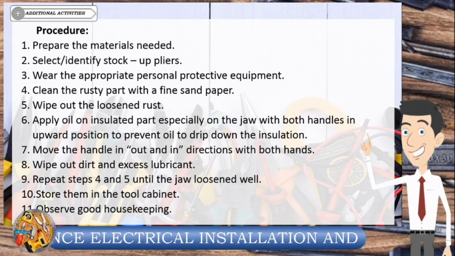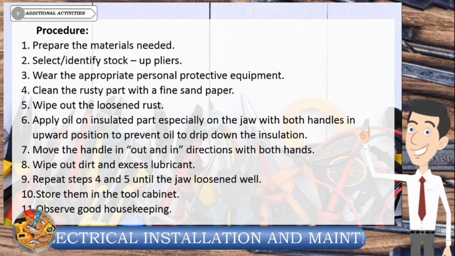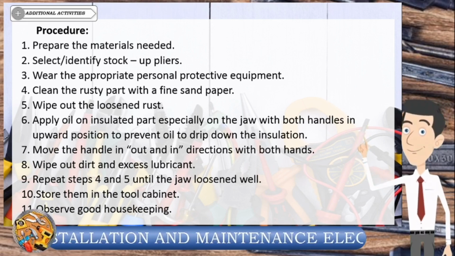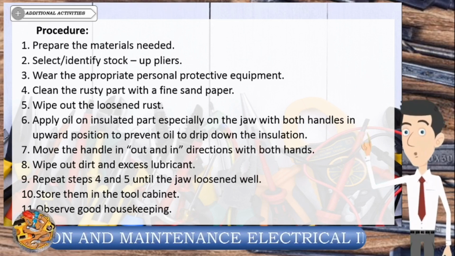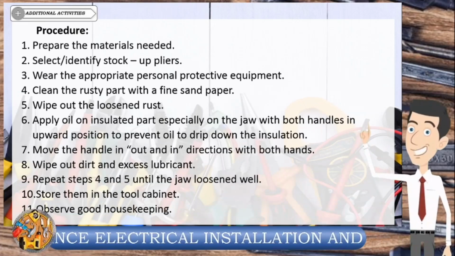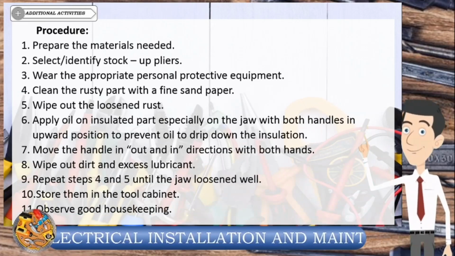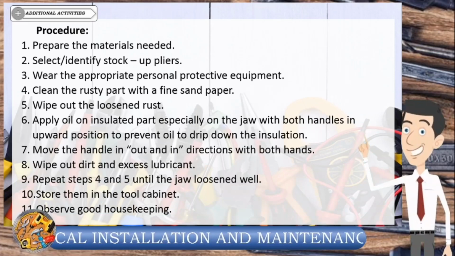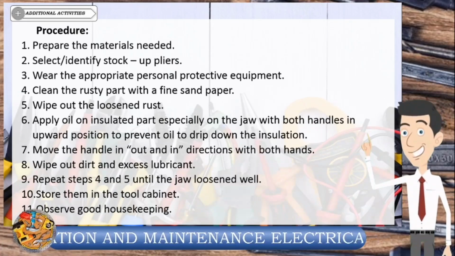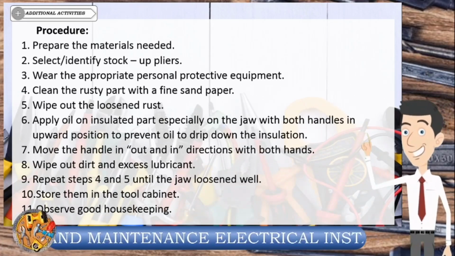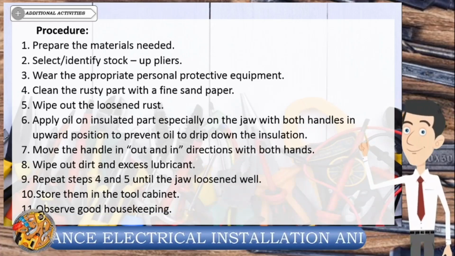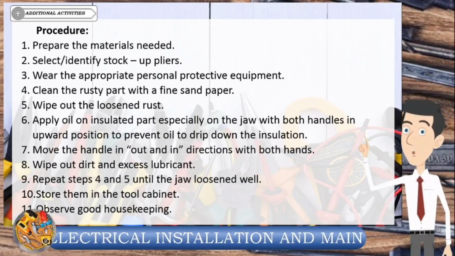And number 6. Apply oil on the insulated part, especially on the jaw, with both handles in upward position to prevent oil from dripping down the insulation. Number 7. Move the handle in, out, and in direction with both hands. Number 8. Wipe out the dirt and excess lubricant. Number 9. Repeat steps 4 and 5 until the jaw is loosened well. Number 10. Store them in the tool cabinet. And number 11. Observe good housekeeping.